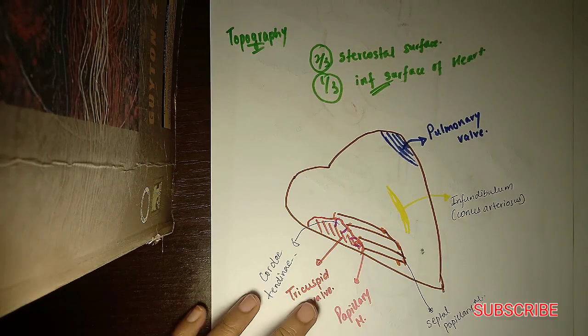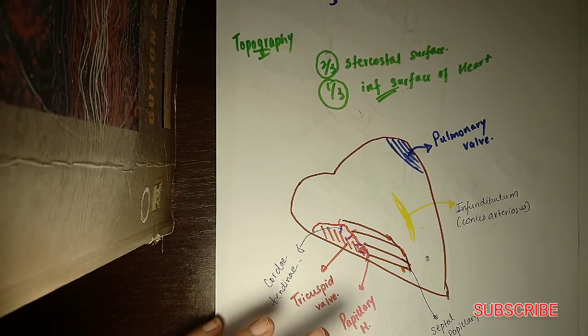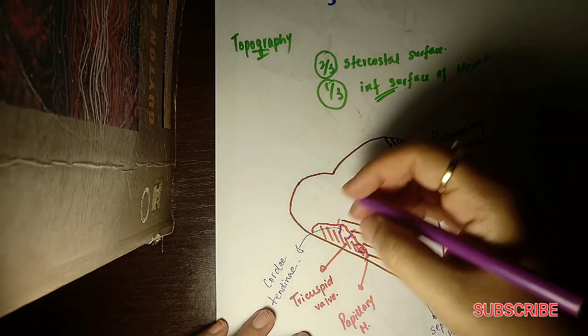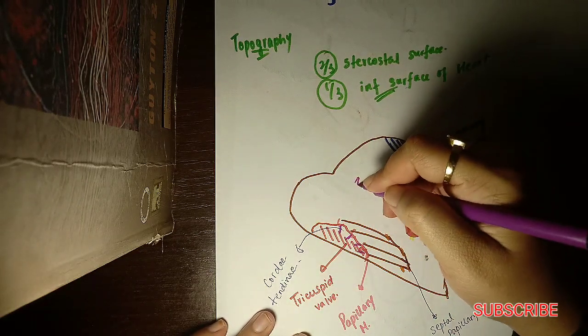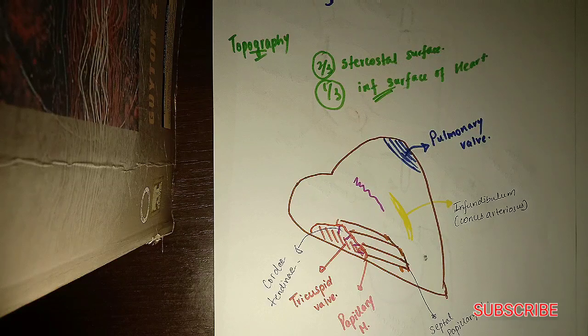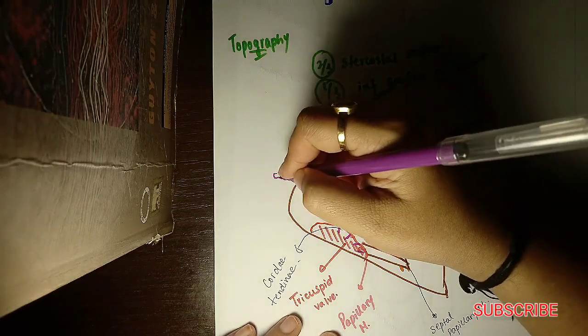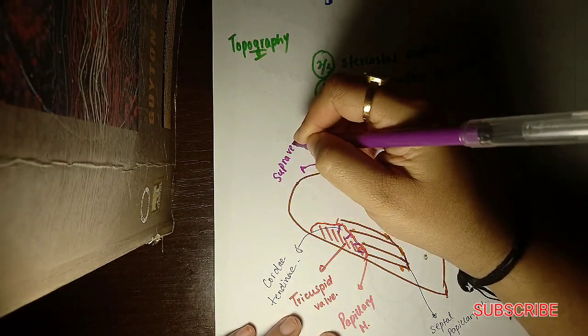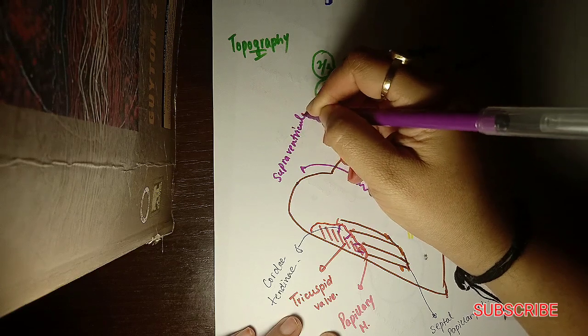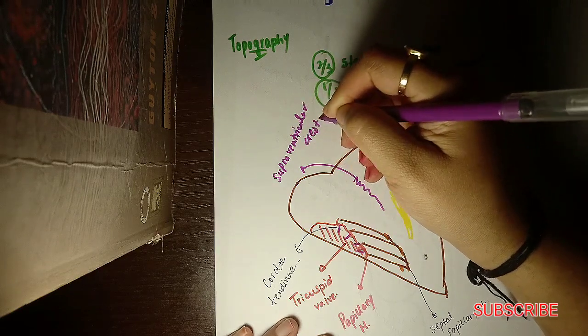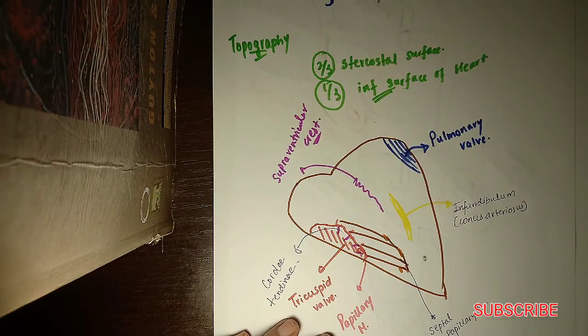Before showing that, I will show you something important: the tricuspid valve and pulmonary valve are divided by a crest which is known as the supraventricular crest.